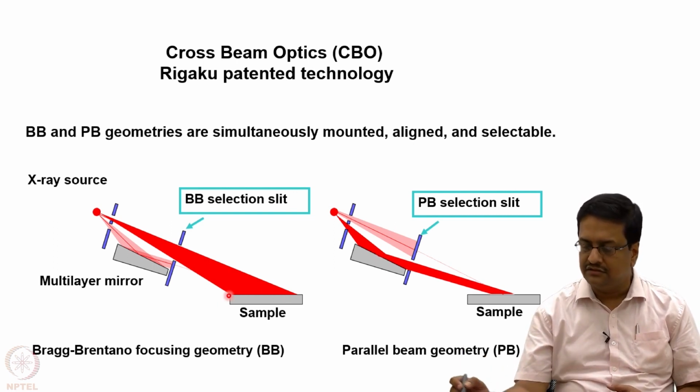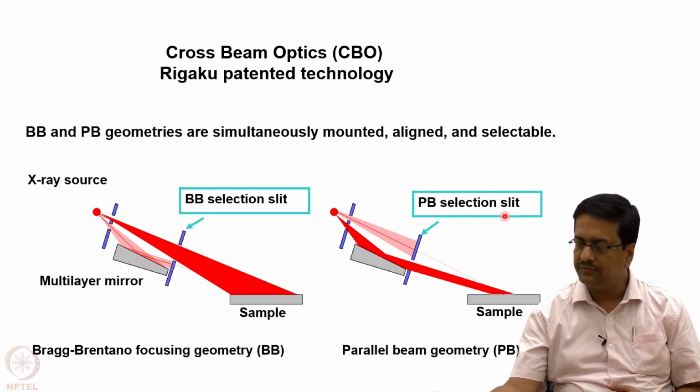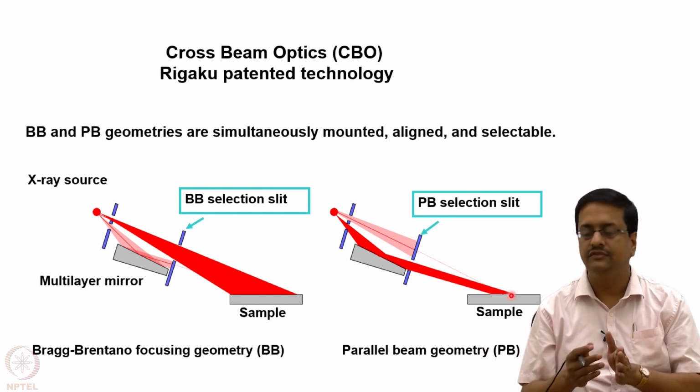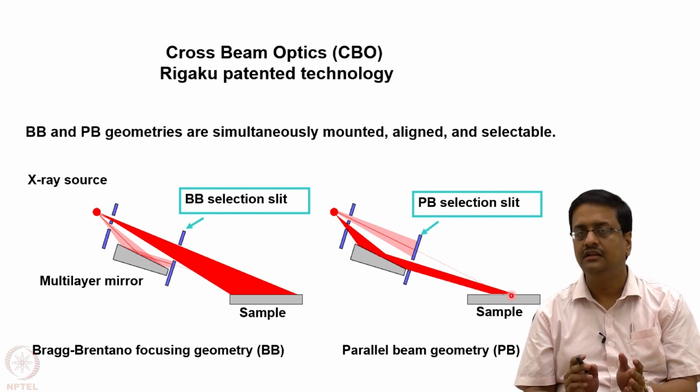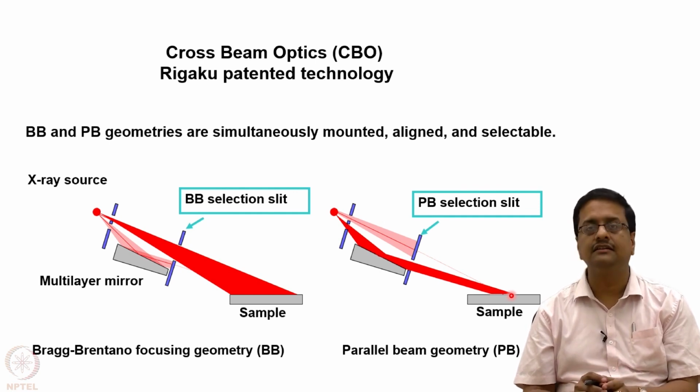Whereas in case of parallel beam geometry or parallel beam slit is used, the top beam which was open here is now blocked, and the bottom beam which comes through the lower part of the slit gets reflected from this multi-layer mirror, and the divergent beam, after getting reflected from this, becomes a parallel beam which falls only on a portion of that particular sample and gets diffracted.